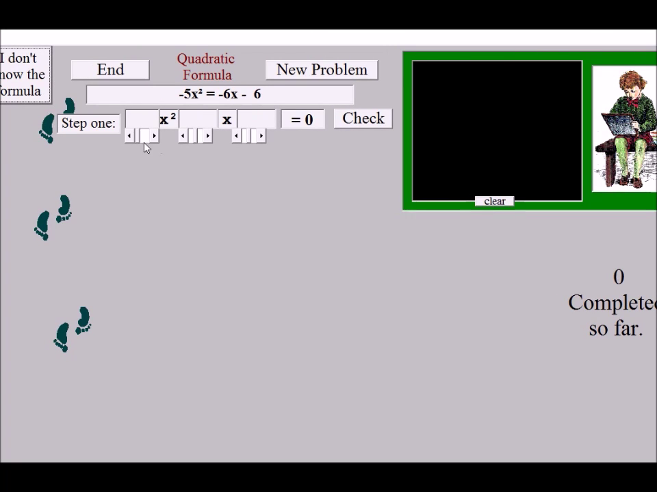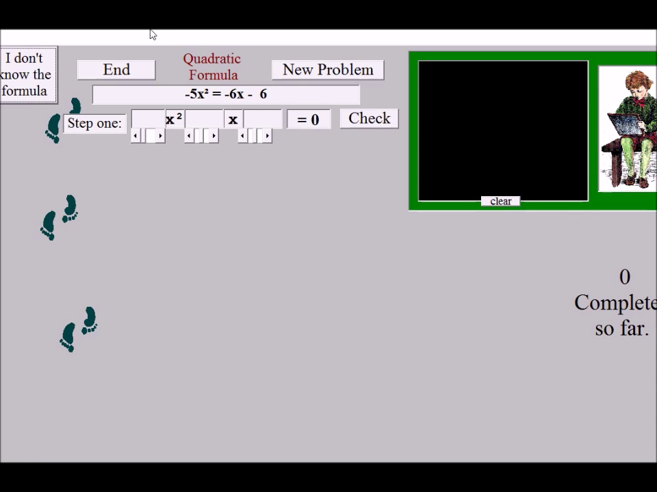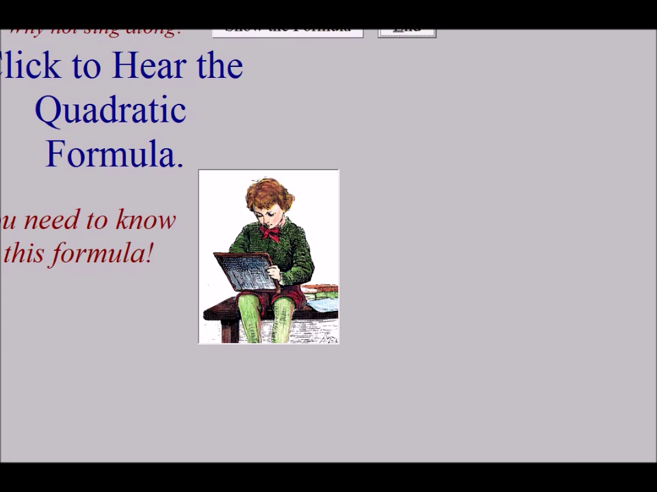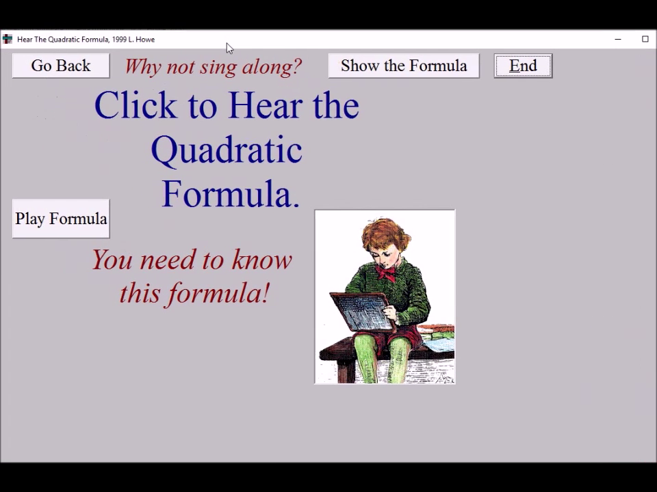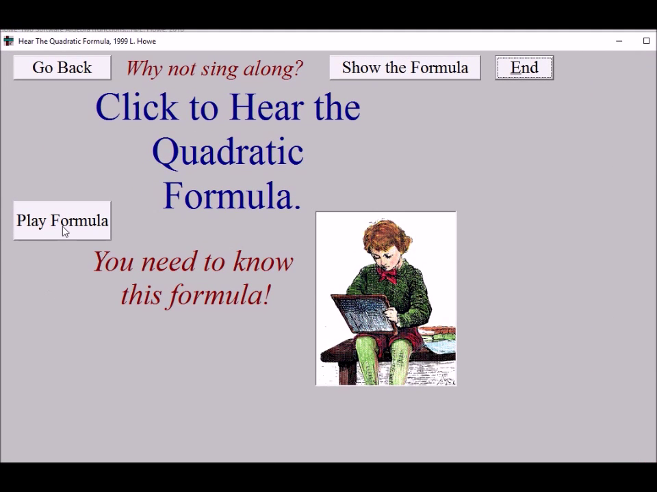Now, one of the things that you must learn how to do is get the formula. Look how old this program is, 1999. Early on, in the first 5 years, I thought we've got to have a program for the quadratic formula. And I had a pre-calculus class that was kind enough to sing it for me. So if you click on I don't know the formula, watch out, it gets kind of loud. And I'm sorry. But we'll play the formula here.